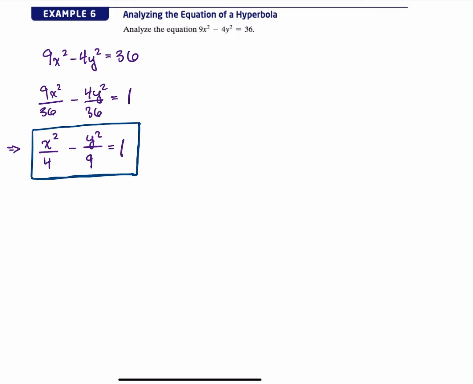I see the x term is first, so it should open to the left and to the right. Our a squared value is 4, so that means a is 2. Our b squared value is 9, so that means b is 3. Let's find c. c squared is a squared plus b squared, so that will be 4 plus 9, or 13. So c will equal the square root of 13.